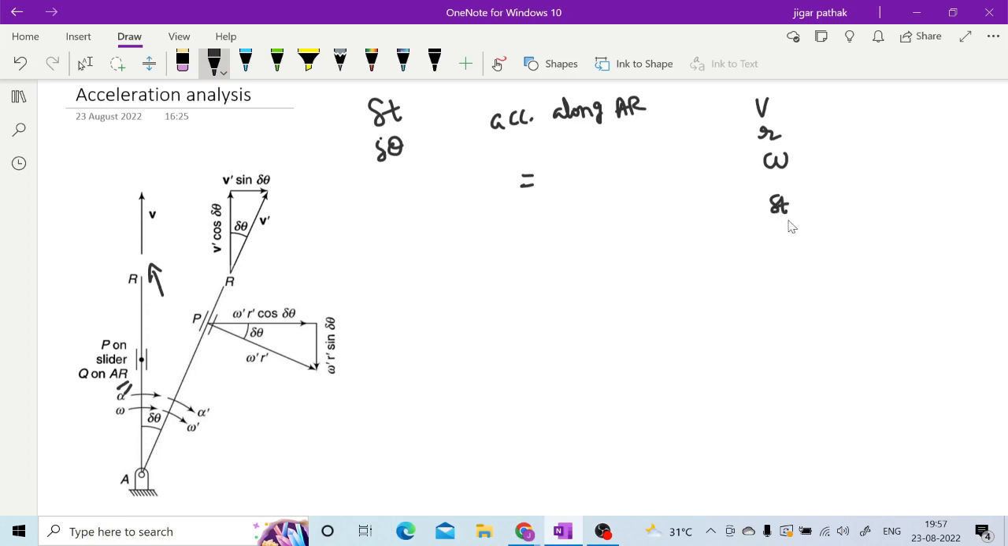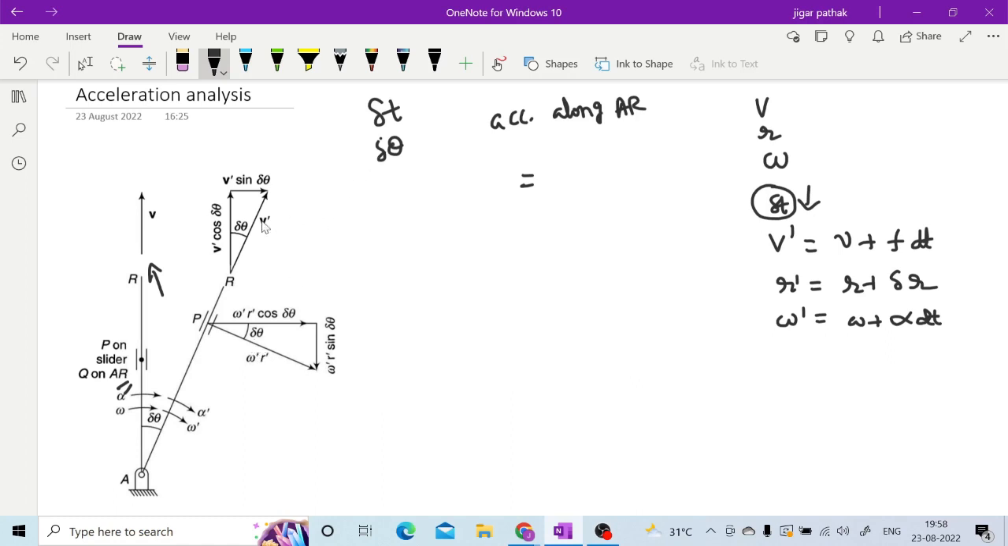After this delta t, you have v dash, r dash and omega dash. So your v dash is your initial v plus f into dt, where f is the linear acceleration. Your r dash is r plus delta r, and your omega dash is omega plus alpha delta t. So these are the various parameters at a particular instant and after delta t. You have this change in velocity due to the linear velocity and due to the angular velocity.